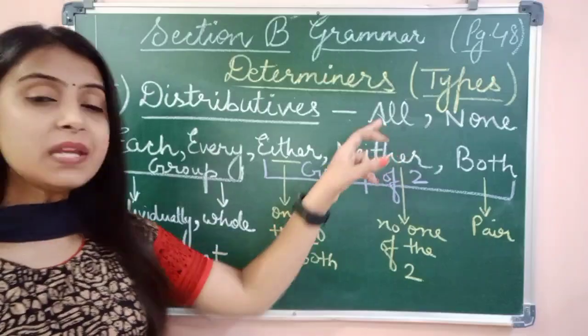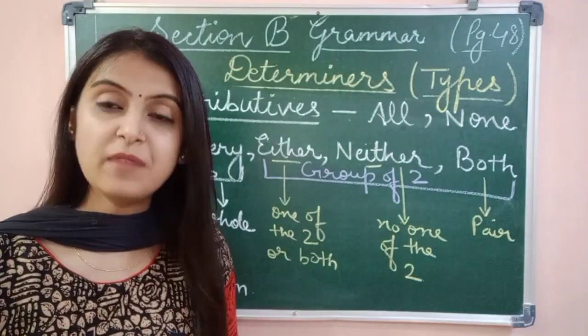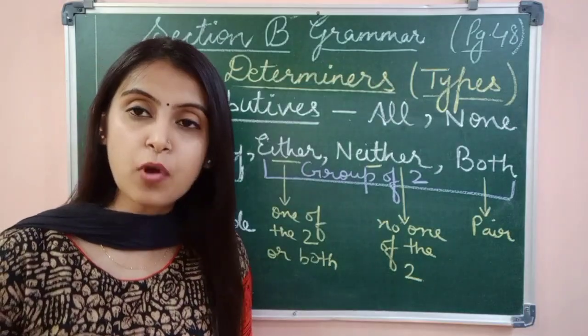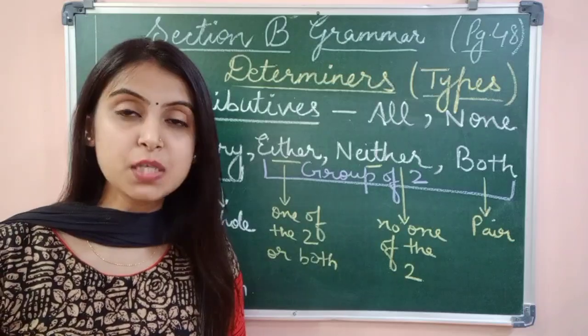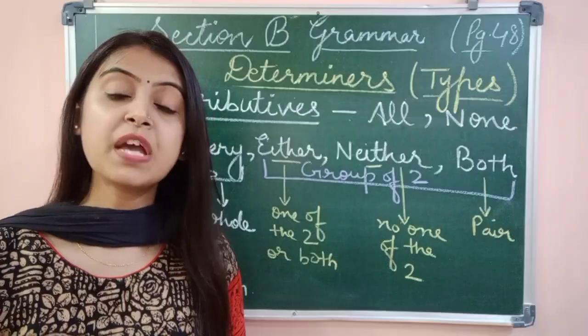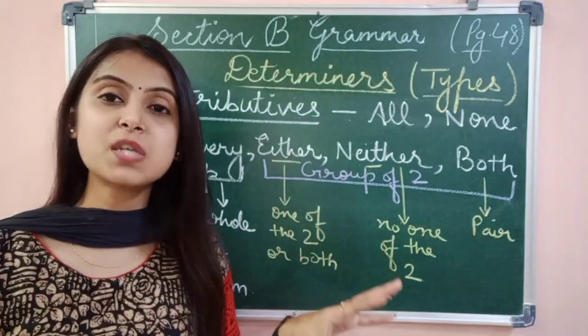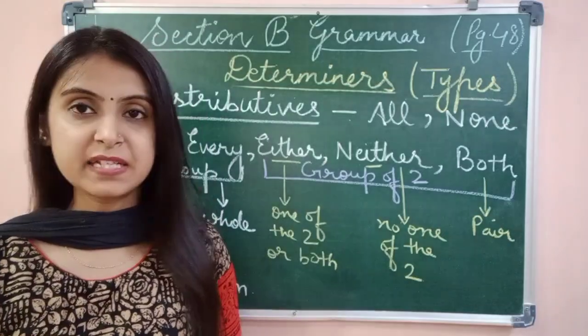All is used when we talk about the group collectively, when we talk about the items or the people of the group collectively. For example, if I say all students must attend the virtual classes regularly, I'm talking about all the students of the class or the group collectively.